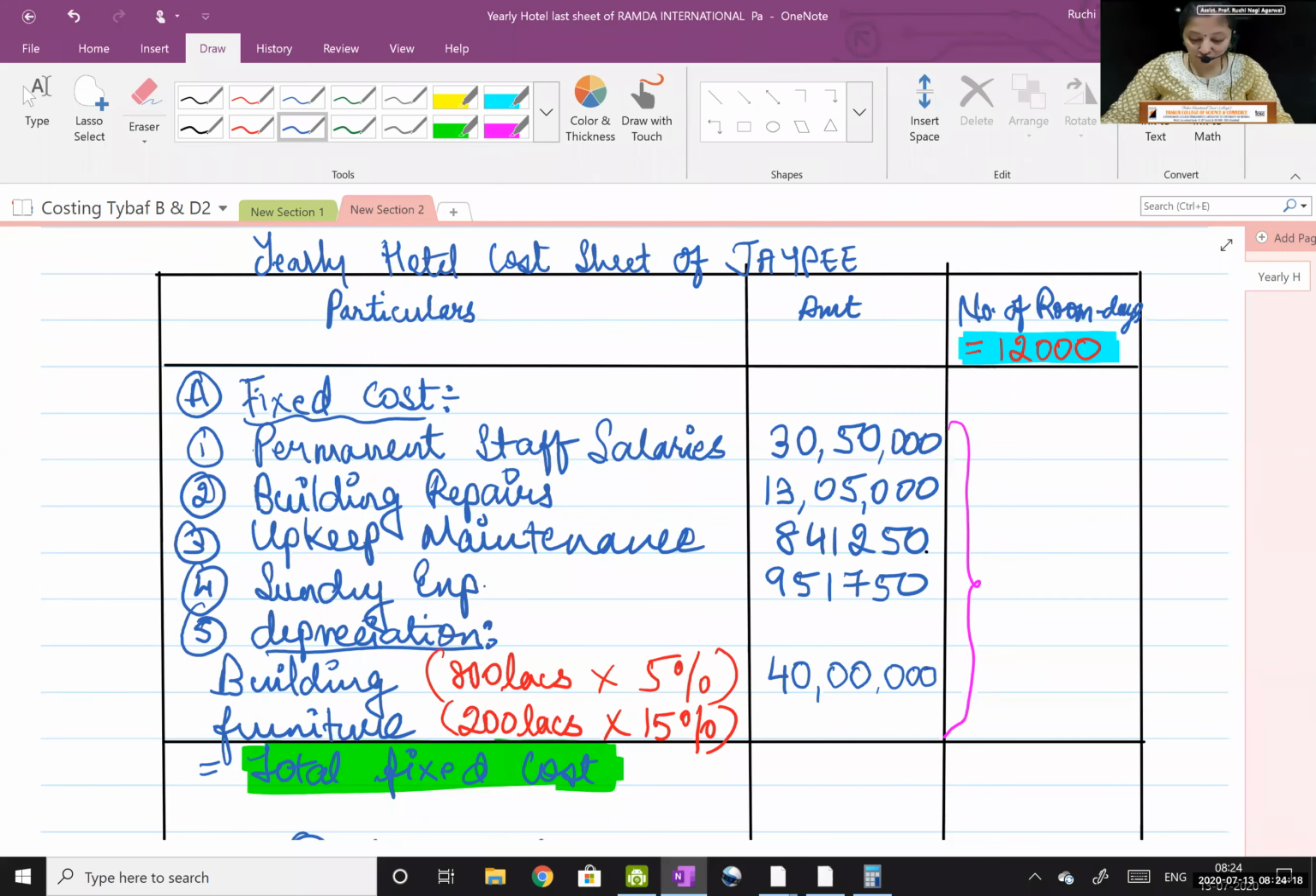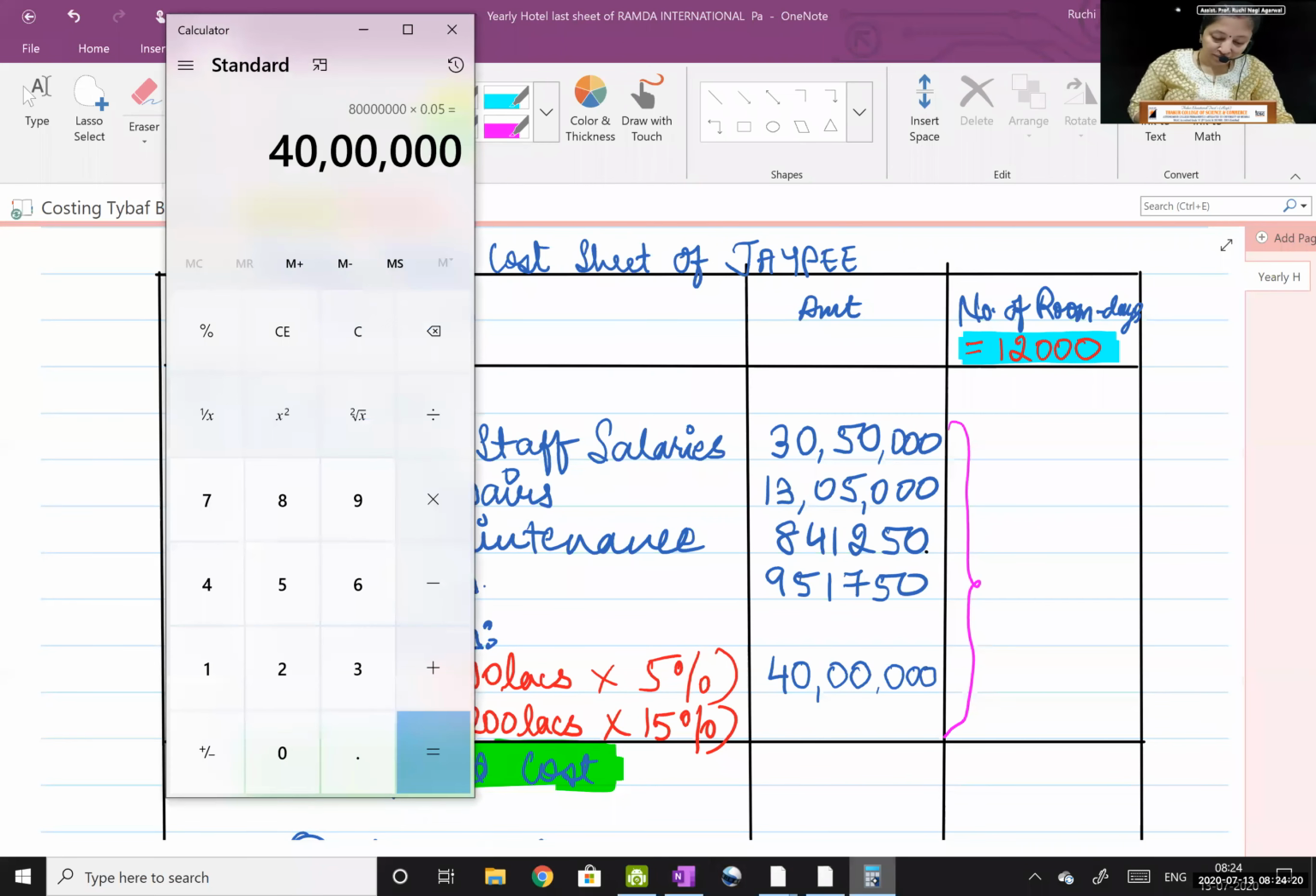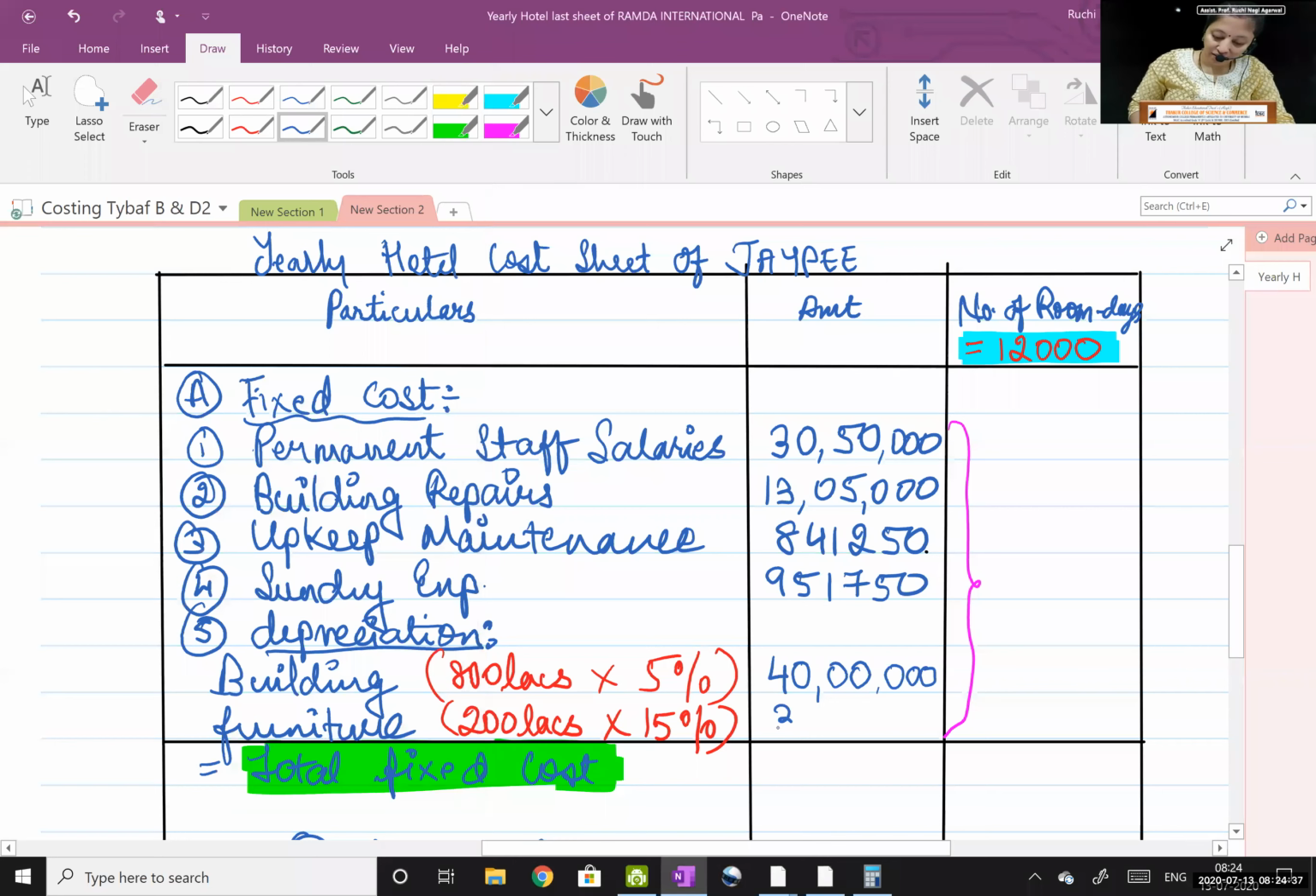Then depreciation on furniture. Same technique. 200 lakhs, right? So 200 into 1 lakh. That makes it to 2 crores into 15% depreciation. It is 30 lakhs. Right here, 30 lakhs. Clear? Okay.